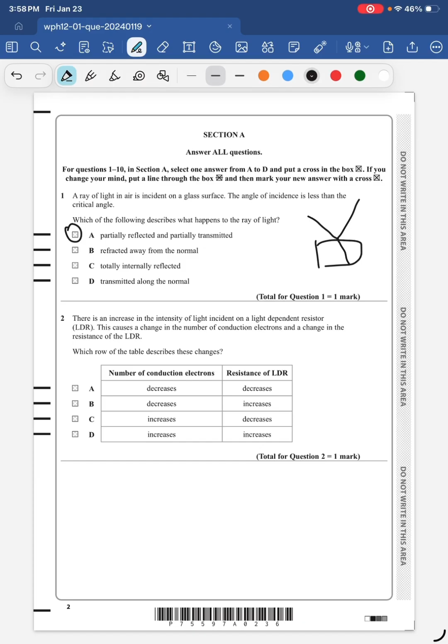There is an increase in the intensity of light incident on a light-dependent resistor, LDR. This causes a change in the number of conduction electrons and a change in the resistance of the LDR. Which row of the table describes these changes? So if light is incident on a light-dependent resistor, this means that we will have an increase in the conduction electrons, right? Because they will absorb energy from light, correct? And therefore, the resistance will decrease, right? Because there will be more charge carriers, right? So the answer is C.